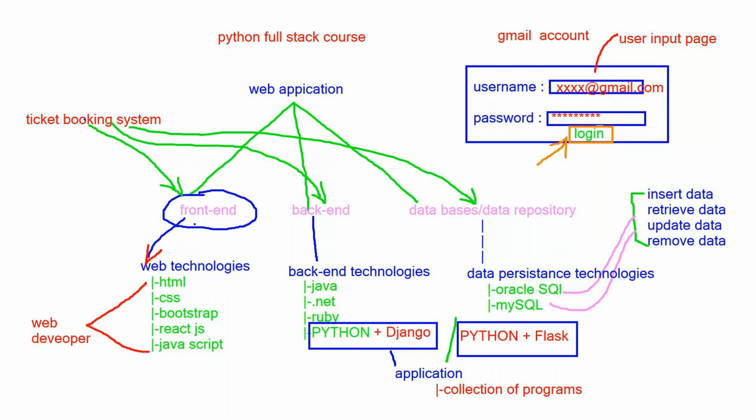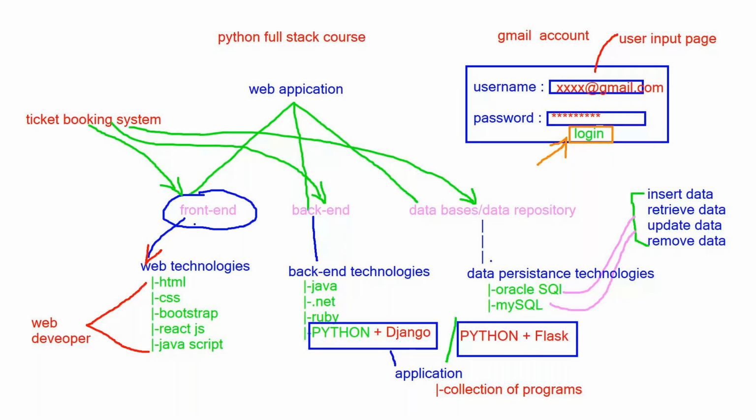This ticket booking system. We will discuss the ticket booking system, the employee management system, and the student management system. By the end of the course, you are going to learn these with me. On these, you are going to apply these three things: front end, back end, and data persistency technologies.